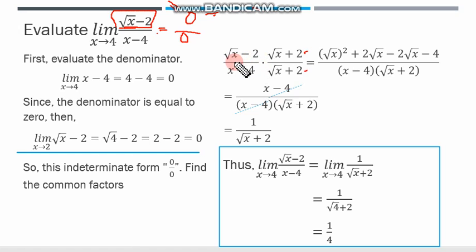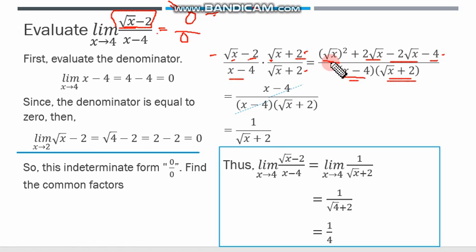So square root of x times square root of x, that's square root of x squared, and then outer, square root of x times 2, that's 2 square root of x, negative 2 times square root of x, that's negative 2 square root of x, and the last terms, negative 2 times 2, that's negative 4. You can do your shortcut here if you know your shortcuts in FOIL method, or the long one, just like this one. And then x minus 4 times the square root of x plus 2. Do not do your FOIL method here because we will cancel one of them later on.